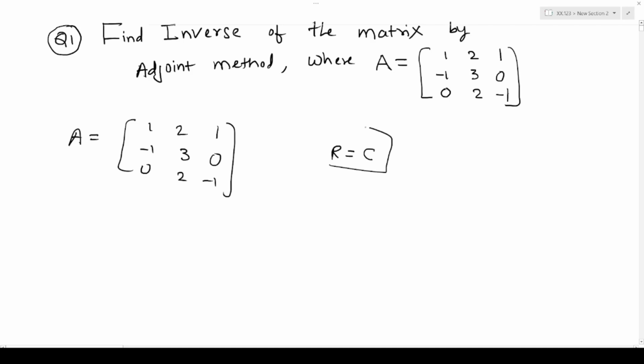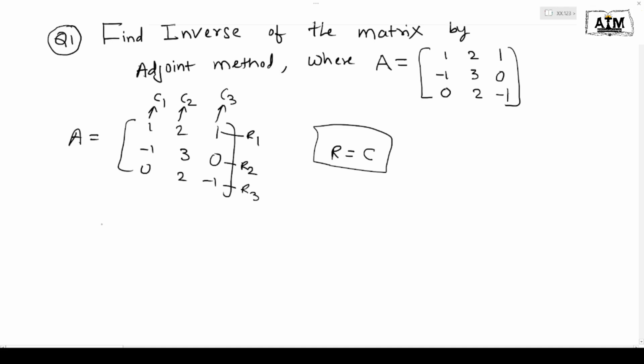Rows equals columns. Therefore, it is a square matrix, where the first row is denoted by R1, the second row by R2, the third row by R3, and the first column is denoted by C1, the second column by C2, and the third column by C3. So it has 3 rows and 3 columns. Therefore, it is a square matrix. Whenever the number of rows and columns are equal, we say it is a square matrix.